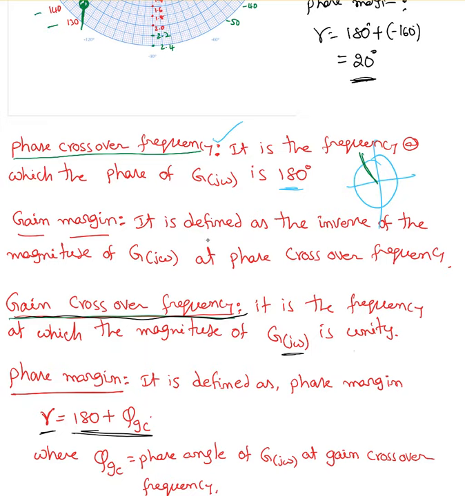Gain margin is defined as the inverse of the magnitude of Z(jω) at the phase crossover frequency. I don't have any phase crossover frequency for this because it is not crossing 180 degrees anywhere. So the gain margin for our system is 0. The gain crossover frequency is the frequency at which the magnitude of Z(jω) is unity, and the phase margin is gamma equals 180 plus phi at the gain crossover.